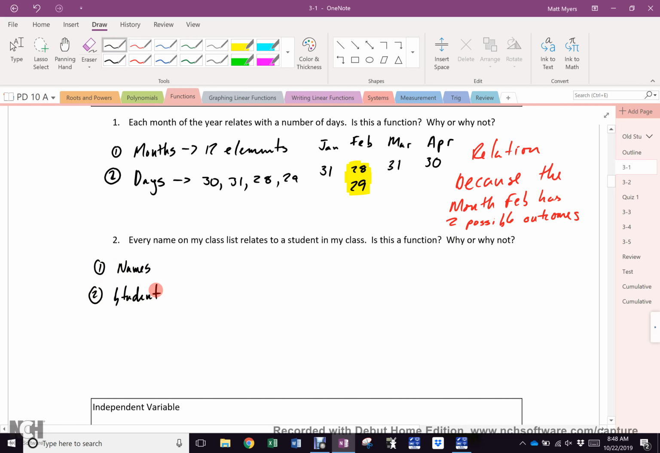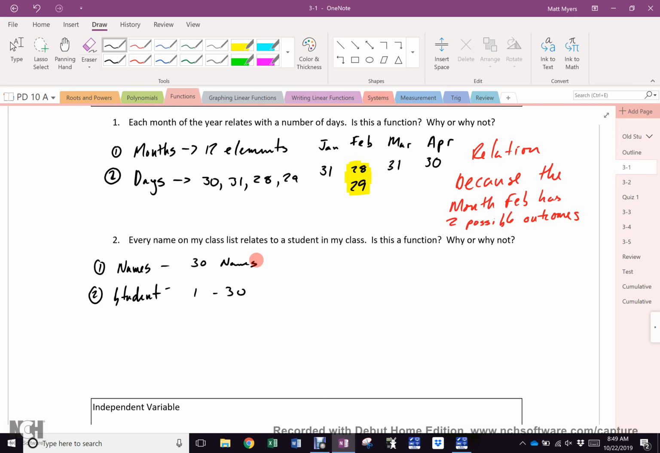So in my class, pretend that everyone's here. How many students, how many elements are in this set? 30. 1 to 30, agreed? And then in that case, there is also going to be 30 names, right? Now, is this a relation or a function? Or does it depend? It depends upon what? It depends on something about the names.